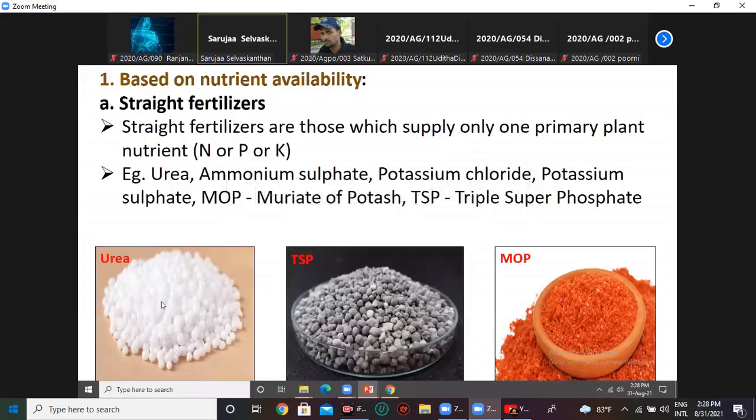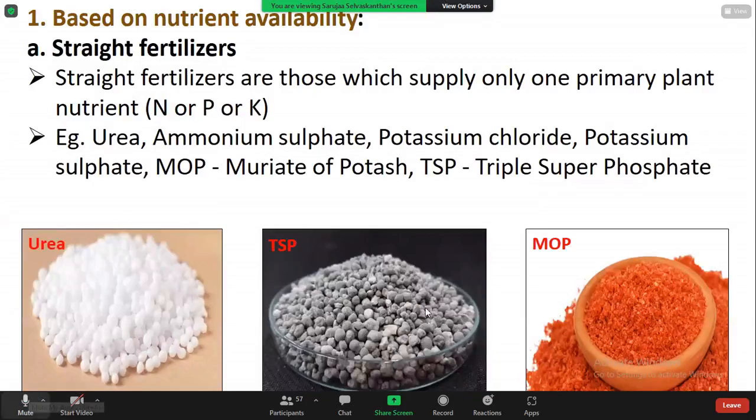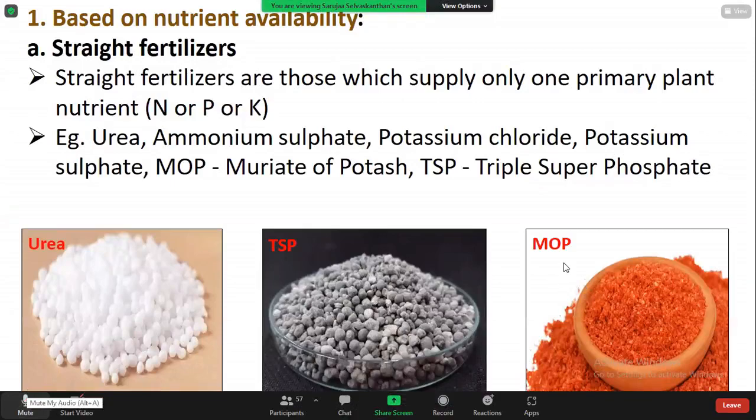This one is urea. Urea is always white color, no? Any color in urea? Okay, white color, no, urea. Then this one is TSP. TSP is a basal fertilizer. This one is ash color, mostly ash, and MOP is red or dark brown, no?